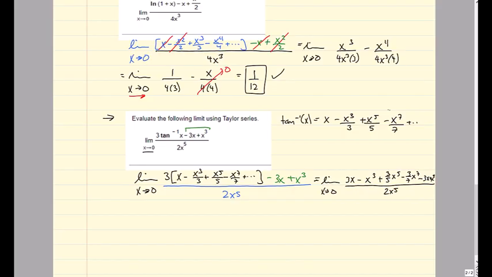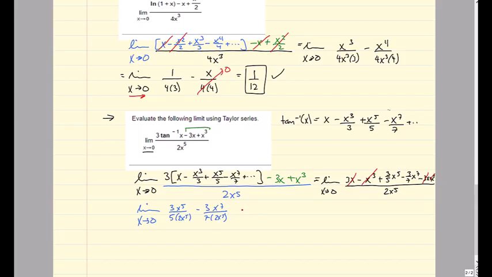And right away we can see that the 3x's cancel and the minus x cubed cancels with the positive x cubed. And this leaves me with the limit as x approaches 0 of 3x to the 5th all over 5 times 2x to the 5th, minus 3x to the 7th all over 7 times 2x to the 5th.